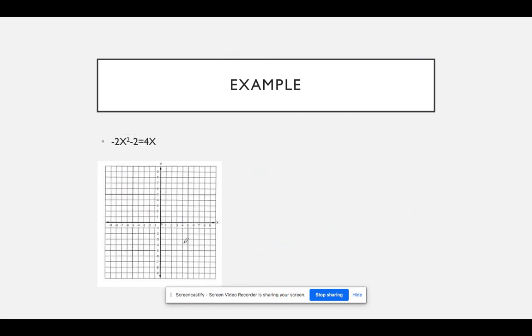Here's another example. This one's a little trickier because it's not in standard form. We want x squared, x, followed by a constant. So we're going to move this 4x over to the left-hand side. This will be -2x squared minus 4x minus 2 equals 0. So I have a equals -2, b equals -4, c equals -2.